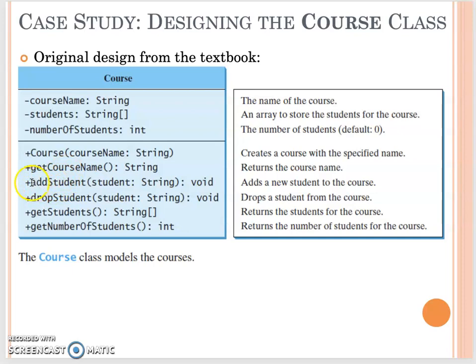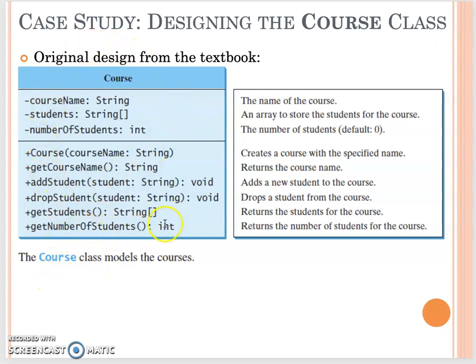However, we can have the add student and drop student methods. When a student wants to add this course, we add the student by name. When a student wants to drop the course, we drop the student by name. When I want to get the roster for the course, we call get students, which returns a string array. Then we need to know how many students are registered now, so we can get the number of students.